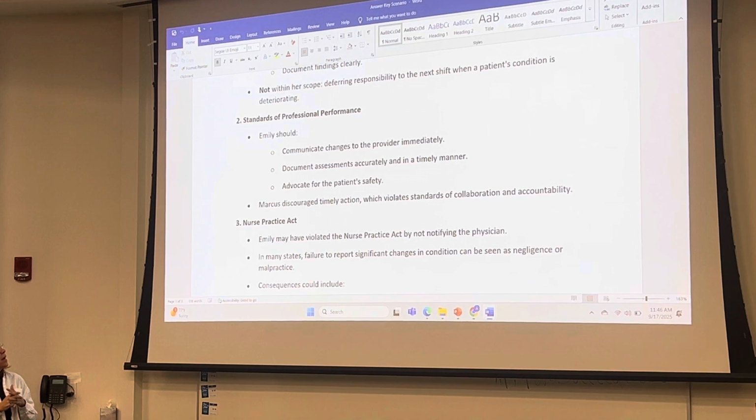Okay, documenting accurately and in a timely manner, okay, so everybody can see what's going on with that patient. Advocating for the patient's safety, okay, so they made a choice. They knew that if they waited, that patient would have bad outcomes, but they decided that the patient's safety was not important enough. They'll just wait until patient. Okay, and then Marcus discouraged a timely action which violates standards of collaboration and accountability.